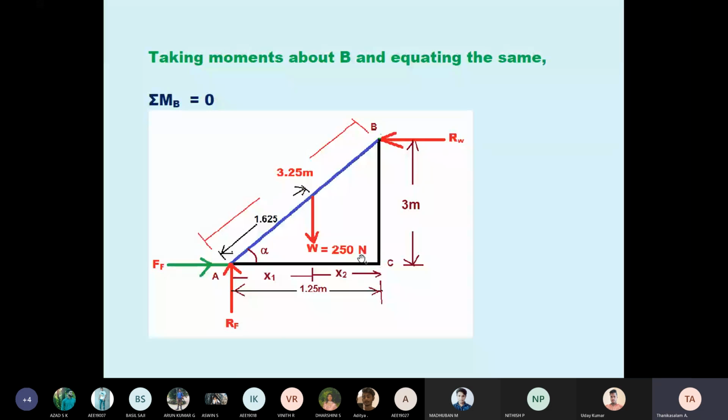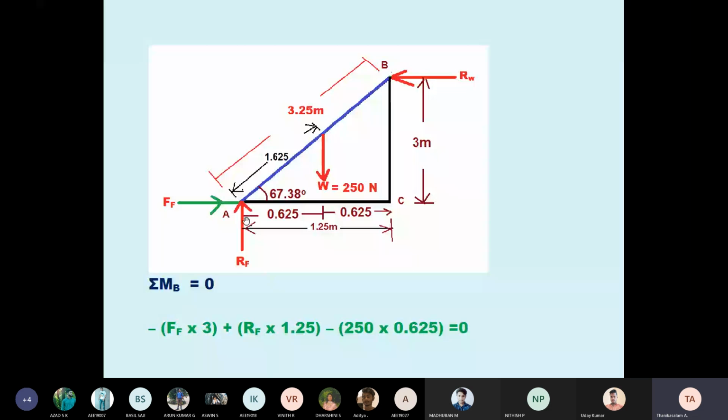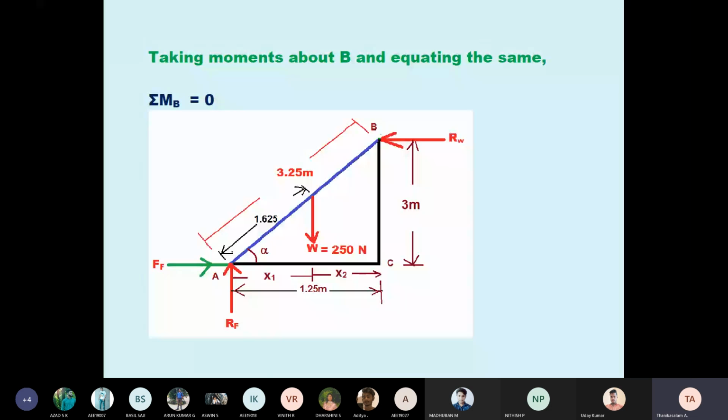So now I want distances x1 and x2, that is where the weight is crossing. What is x1? 1.625 into cos 67.38. I told you, L cos theta, like that, L by 2 cos theta. Same thing here, 1.625 cos 67.38. Okay. What is x2? Already we have the total distance AC 1.25. Therefore, 1.25 minus 0.625, the balance is 0.625. Now see, all the distances we calculated. In the question, the wall is smooth. That's why FW we did not consider. We do not consider FW because they mention a smooth wall.